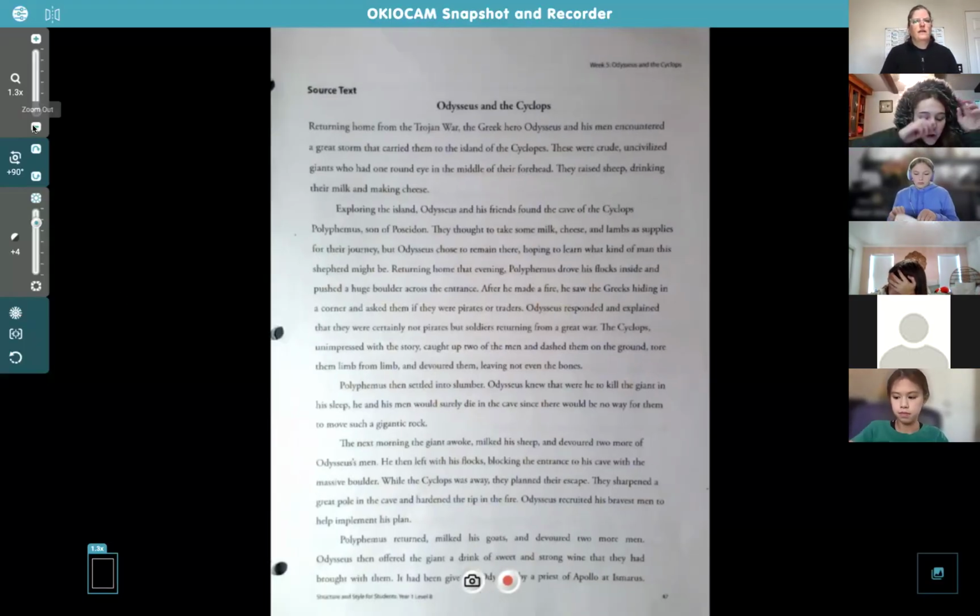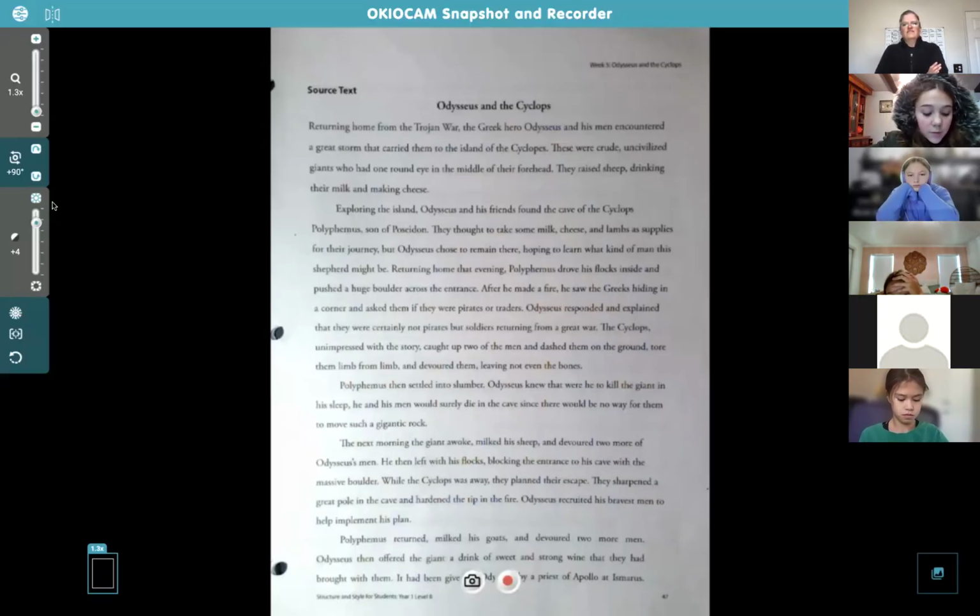Returning home from the Trojan War, the Greek hero Odysseus and his men encountered a great storm that carried them to an island of the Cyclops. These were crude, uncivilized giants who had one round eye in the middle of their forehead. They raised sheep, drinking their milk and making cheese. Exploring the island, Odysseus and his friends found the cave of the Cyclops. Polyphemus is his name. Son of Poseidon. They thought to take some milk and cheese and lamb as supply for their journey, but Odysseus chose to remain there, hoping to learn what kind of man the shepherd might be.